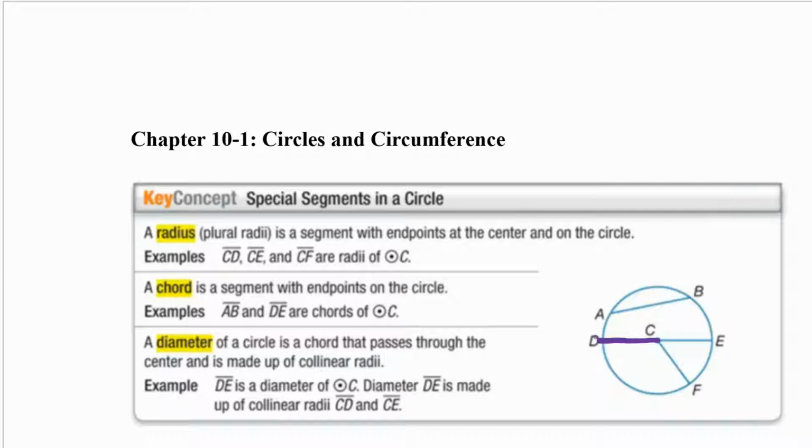A chord is a segment that has both endpoints on the circle itself. For example, AB is a chord. So is DE, but DE is a special chord because it goes through the center of the circle, and it's called a diameter. So a diameter is always a chord, but a chord is sometimes a diameter.